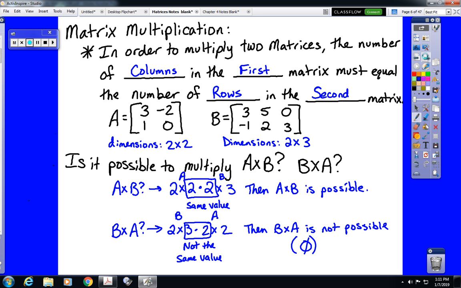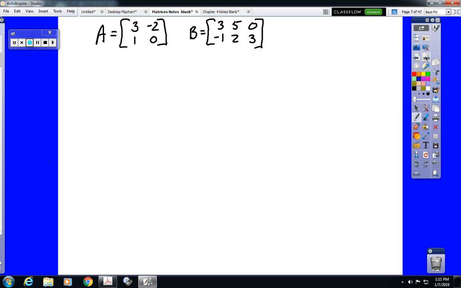Now we have to talk about how to actually do it. And this is a big time important skill. It is a big time important skill because this has a lot of applications, and we're going to be looking at a lot of those applications. So we need to fully understand this process. It is very, very important.